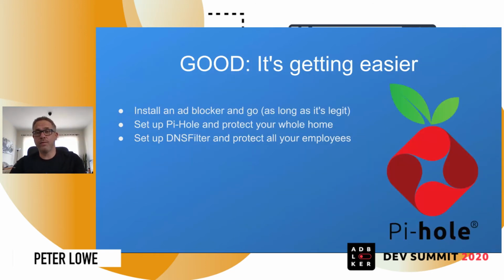As a result of all the options, it's getting much easier as well. You can just, as an end user, install an ad blocker, as long as it's legit, of course. And as I mentioned before, you can just install Pi-hole and protect your whole home, which is fantastic because there's a lot of stuff that goes on that people don't realize is happening. And Pi-hole can kind of reveal things like that to you once you start looking at the logs of all the devices on your network, which are trying to contact various different servers.